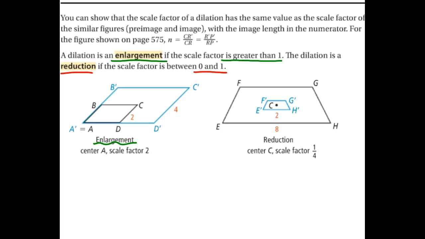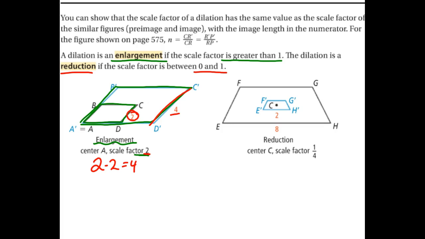We know it's an enlargement because the scale factor is 2, meaning we're making the shape larger. You can see you have your pre-image A, B, C, D, and then you have your image A prime, B prime, C prime, D prime. If you look at these measurements that are given, in the pre-image, CD is 2. So we take 2 and multiply it by the scale factor of 2 to get 4. That means in the image, C prime D prime should be 4, and it is.